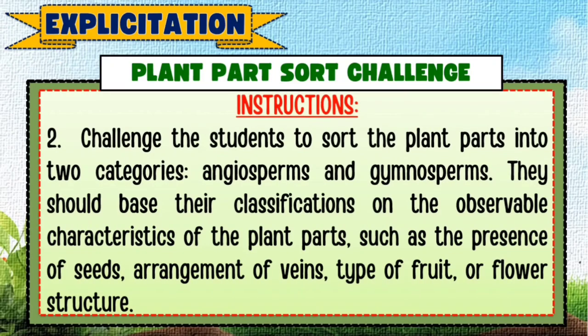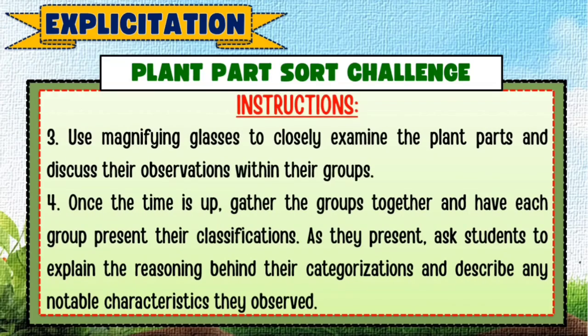Number 2. Challenge the students to sort the plant parts into 2 categories, Angiosperms and Gymnosperms. They should base their classifications on the observable characteristics of the plant's parts, such as the presence of seeds, arrangement of veins, type of fruit or flower structure. Number 3. Use magnifying glasses to closely examine the plant parts and discuss their observations within their groups.